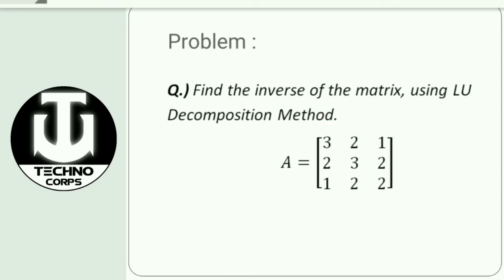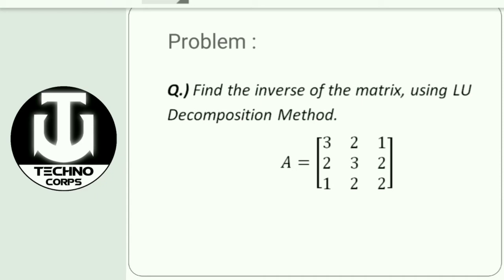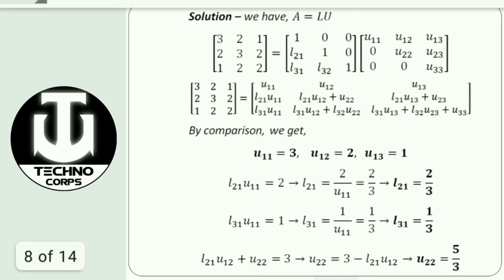So first of all, what we have to do, we can take that A is equal to what? L into U, that we know. Okay, L is the lower triangular and U is the upper triangular. So first of all we have to get the value of L and then U, as we have done in the previous video, right? So let's check how to do that.